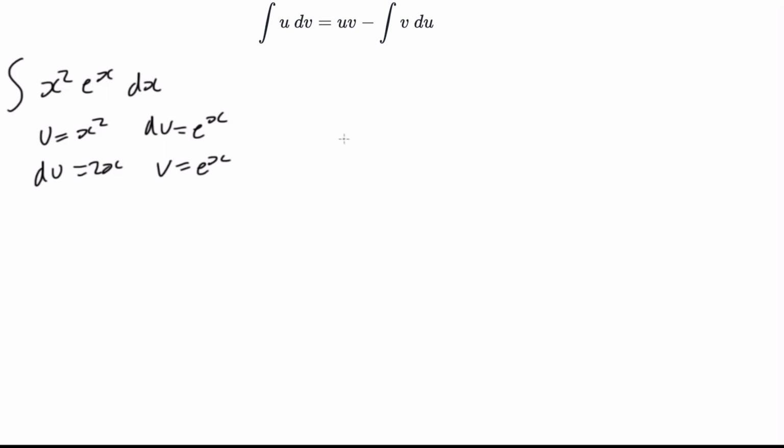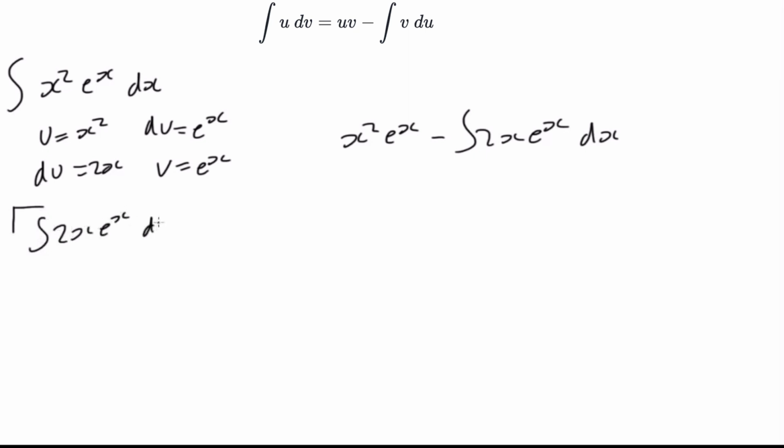So we have our uv, which is x squared e to the x, and then we minus the integral of our v du, which is 2x e to the power of x. Now as you can see, we probably have to do integration by parts again. So, remembering that you've got this part here, I'm going to do a little aside down here and do the integral of 2x e to the x dx.